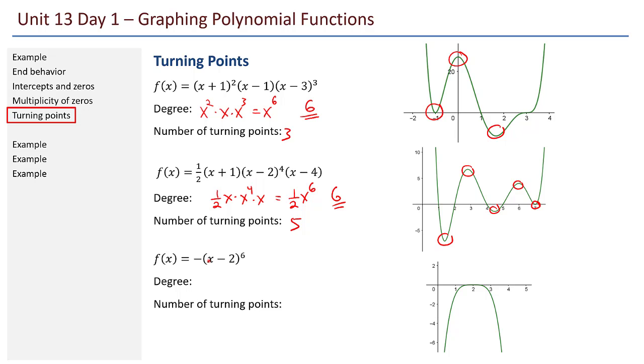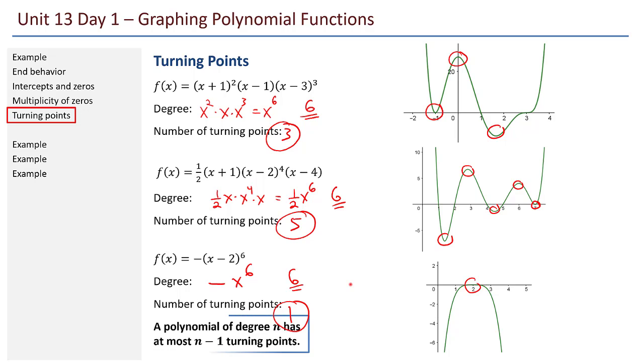And in this last example, it looks like the leading term is -x to the 6. So again, degree 6. And how many turning points? It has just 1. So in all 3 cases, the degree was 6. But it looks like I could have 3 turning points, or 5 turning points, or 1 turning point. So the general rule, in fact, is this, that a polynomial of degree n has at most n minus 1 turning points. So with degree 6, I can have at most 5 turning points.